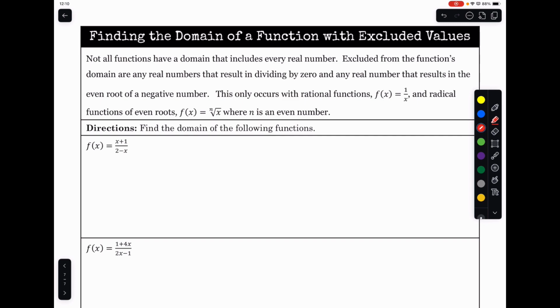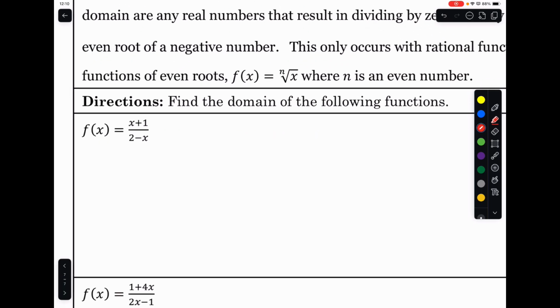So let's look at the example and see how we're going to determine how to find the domain of these two functions. We'll begin first with the rational function, again, the reciprocal function.